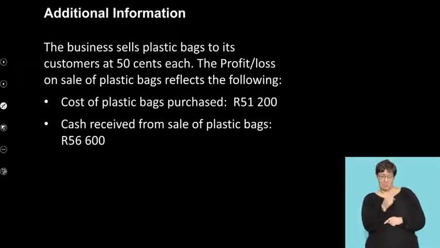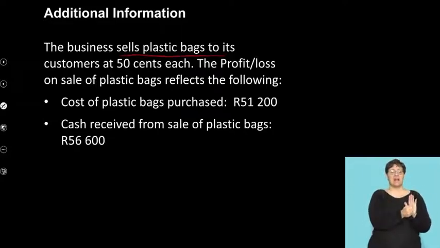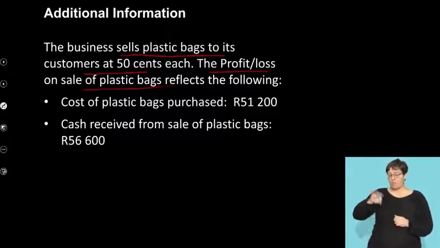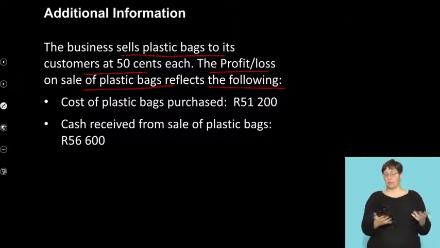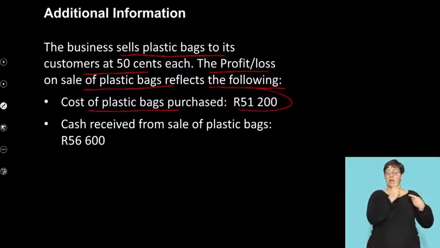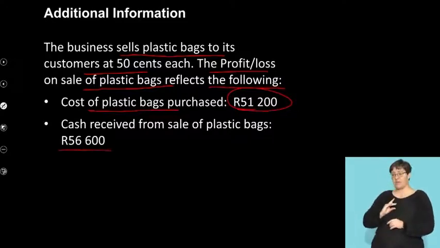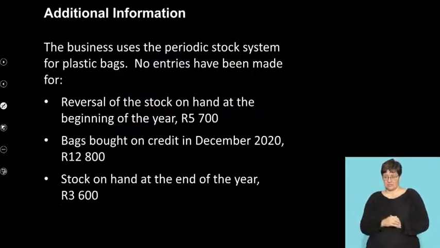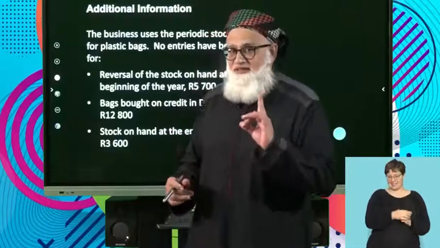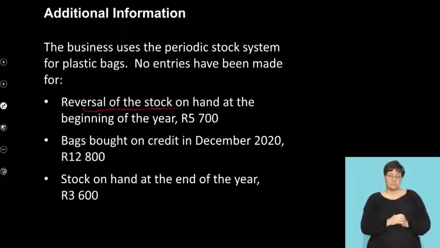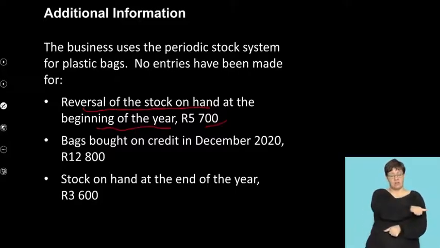Right, let's go right into the adjustment, which says here, the business sells plastic bags to its customers at 50 cents each. The profit or loss on sale of plastic bags reflects the following. 1. Cost of plastic bags that we purchased, 51,200. Cash received from the sale of plastic bags, 56,600. Now, we are also told, and I think the examiners were quite kind in this one, that the reversal of the stock on hand at the beginning of the year was 5,700.